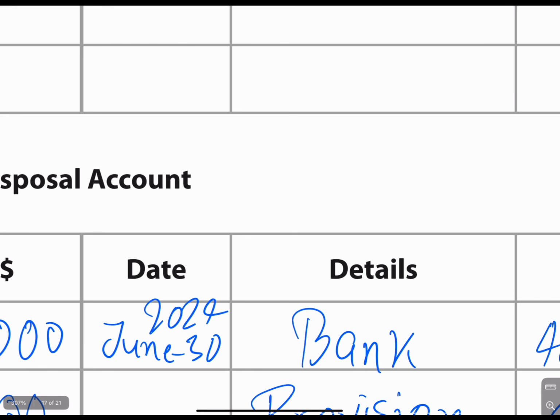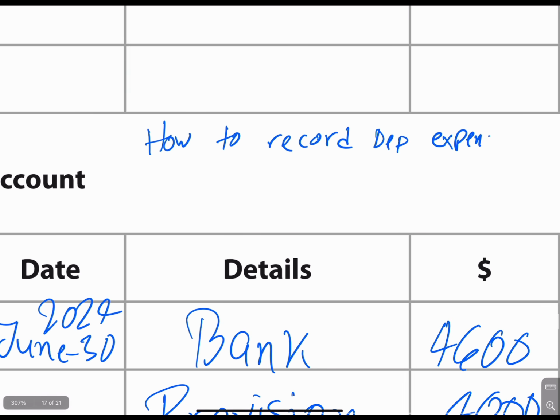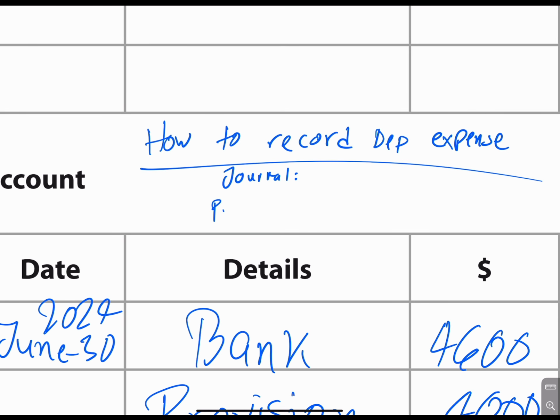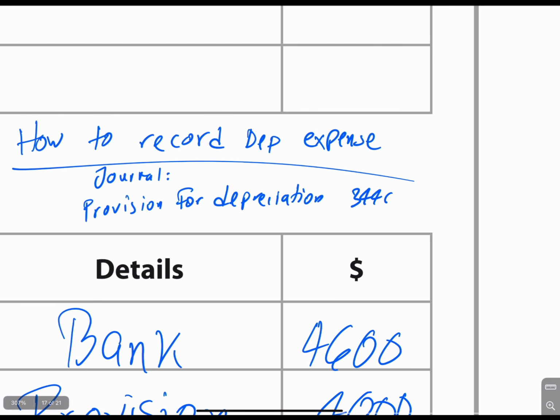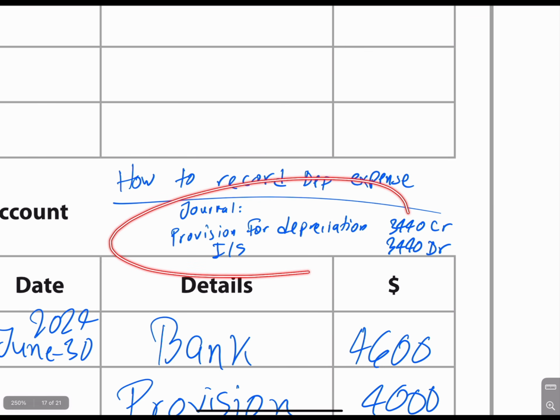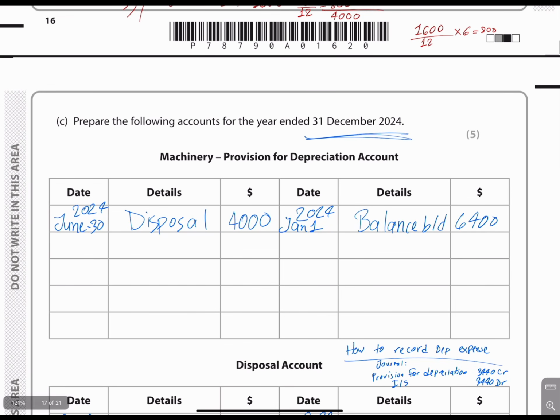Now how to record depreciation expense? What's the journal? The journal is provision for depreciation. Here we have got 3,440 credit. We debit income statement. That's the journal. Now if you want to transfer it, provision is created here, and now what's the logic for writing income statement on the right side?